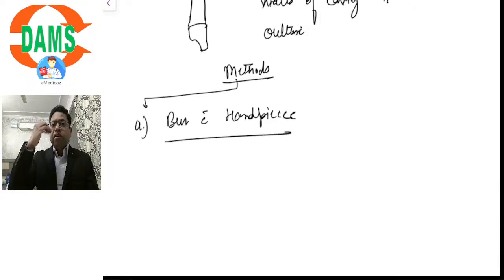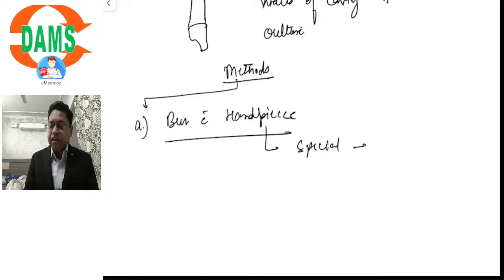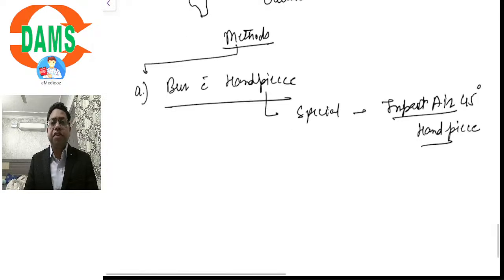But reaching the apical end of the root through a small bone window that we have created is very challenging, and it is very technique sensitive. So for this, we use a special handpiece that is called Impact Air 45 handpiece. What is Impact Air 45 handpiece?